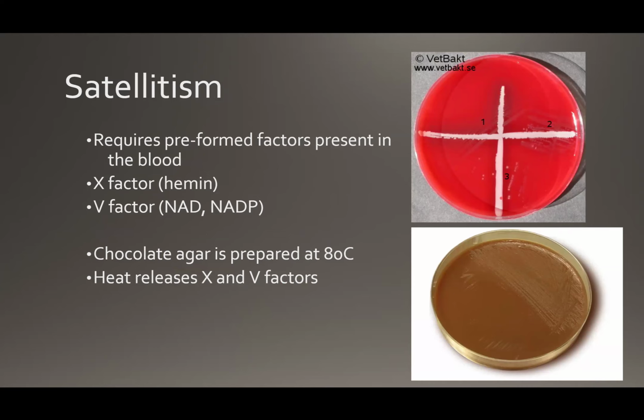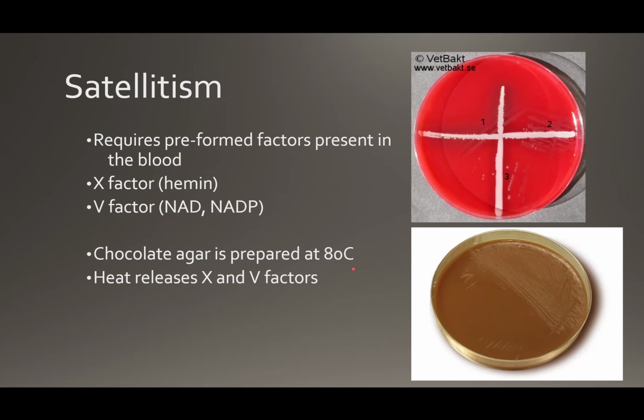So we use the Staph aureus to make a cross, and the Haemophilus is growing around it. The helper bacteria, such as Staph aureus, will release two factors in the blood agar, which are your factor X and factor V. It's hemin and NAD or NADP, respectively.